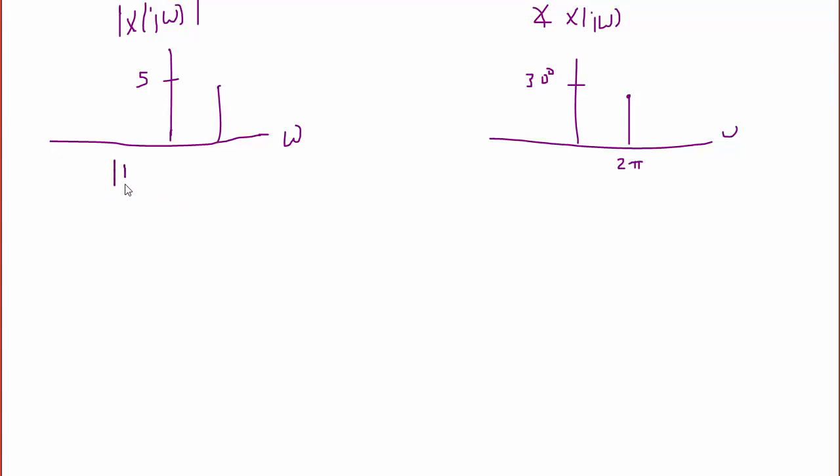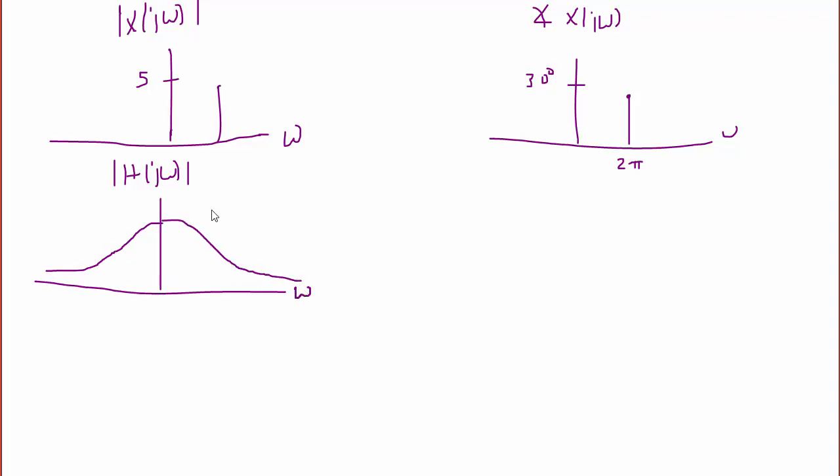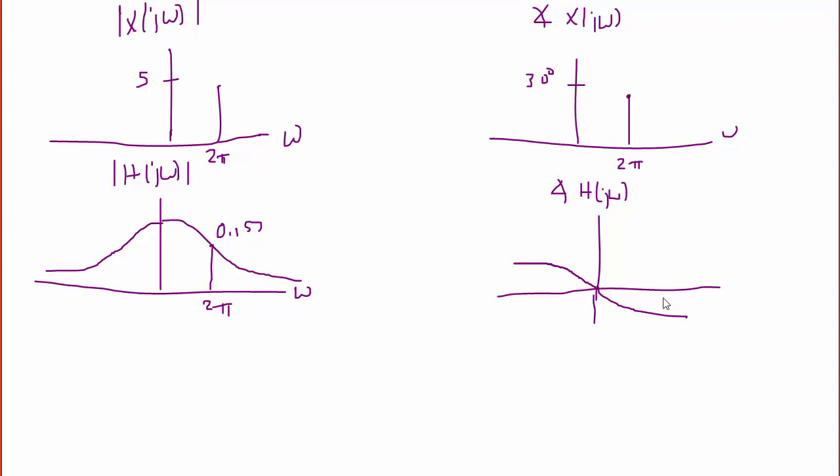Then we're going to once again make the sketch of the low pass filter, h of j omega. Here's our sketch from the previous problem, but really the only value on here we care about is the same frequency where the input is. So here at 2 pi, we would show that it has a value of 0.157. And the phase angle for the low pass filter, h of j omega, we would show here at 2 pi, it has a value of negative 81 degrees.